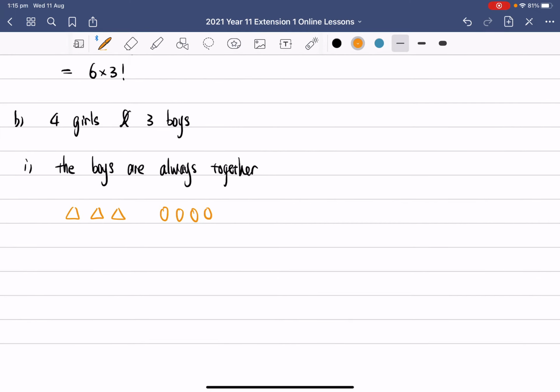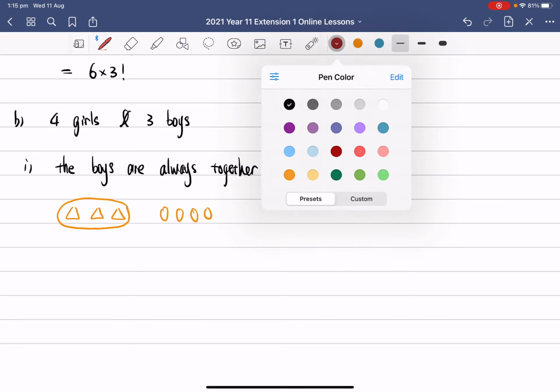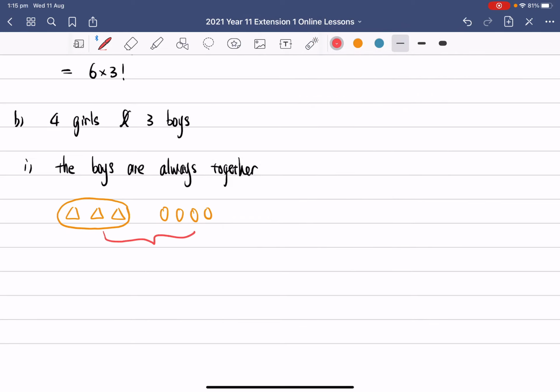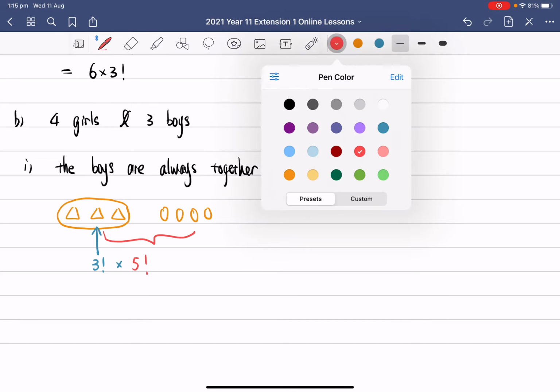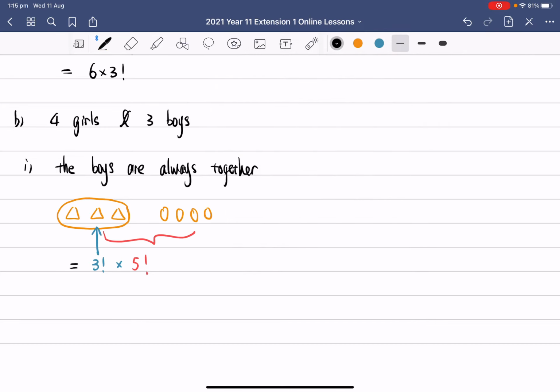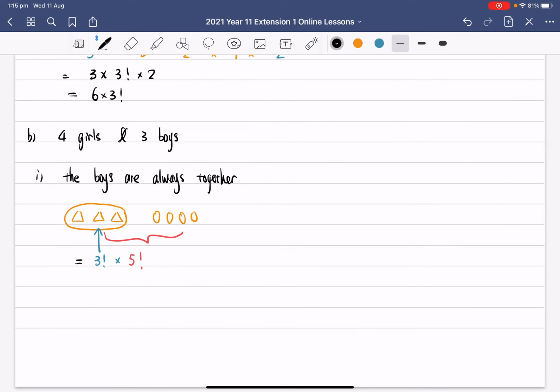Now, 3 boys are always together, which means this is just a group. So in total, we have 1, 2, 3, 4, 5 groups. All right, so if we have 5 groups and we want to rearrange them, that becomes 5 factorial. And then within this group here, these 3 boys can be rearranged again, so that becomes 3 factorial. And then if you multiply them together, that gives you the final answer. So this is pretty easy, very similar to the previous question we had.